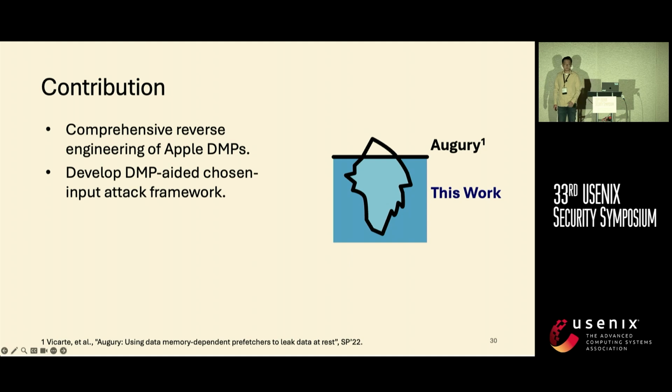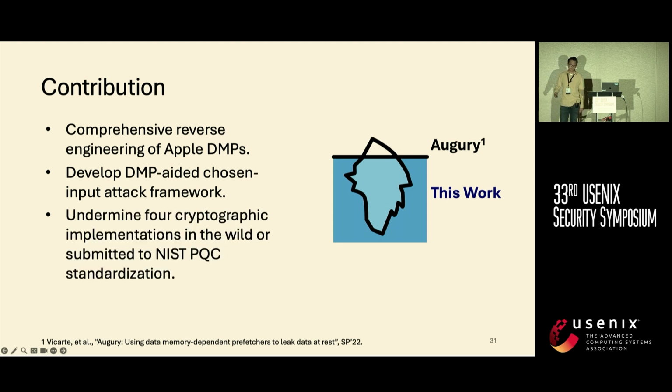Next, with our newfound understanding of how the DMP activates, we set out to break cryptographic implementations. We still faced a major hurdle: the DMP is only capable of leaking pointer values. To overcome this limitation, we built a new type of chosen-input attack, where the attacker can engineer a secret-dependent pointer in intermediate crypto states and then exploit the DMP to deduce the secret from that. Finally, we built end-to-end key extraction attacks to undermine full constant-time cryptographic implementations, either deployed in the wild or submitted to the NIST post-quantum cryptography standardization. Before we dive into the attack, let's understand the DMP better.